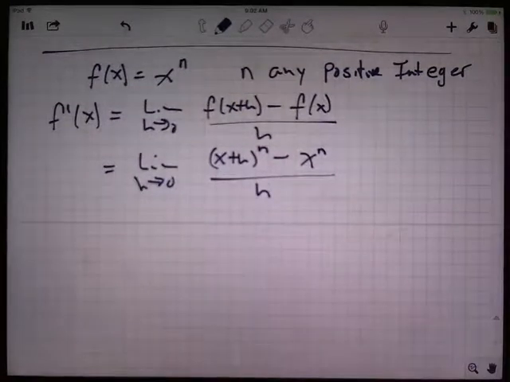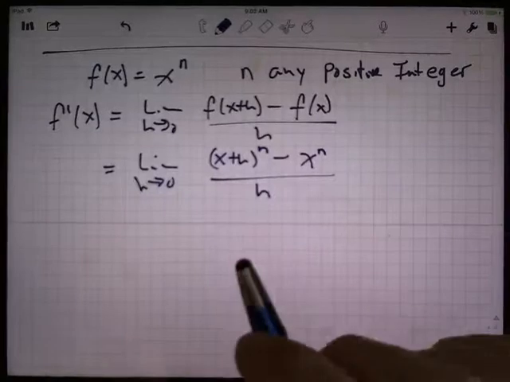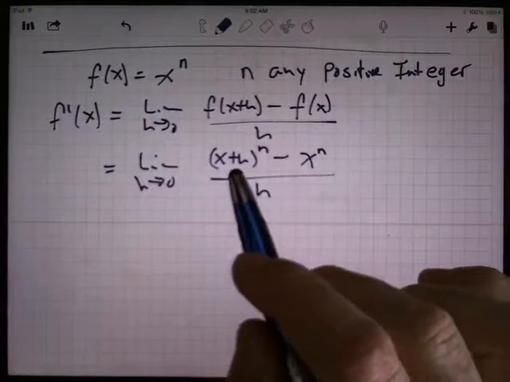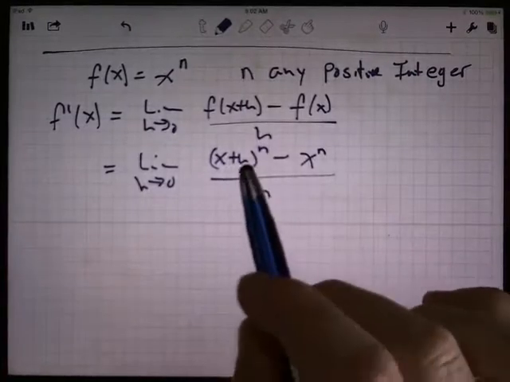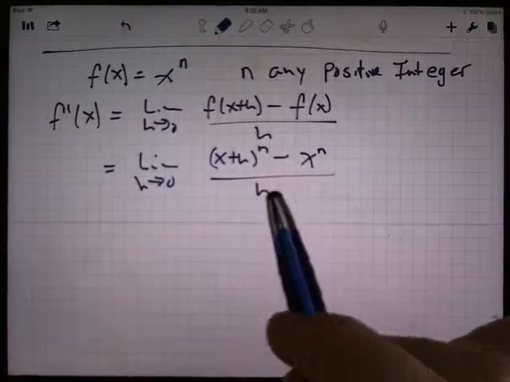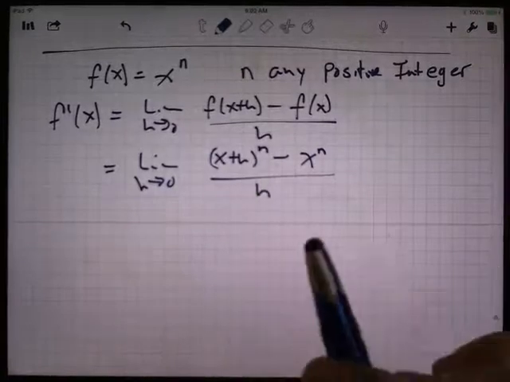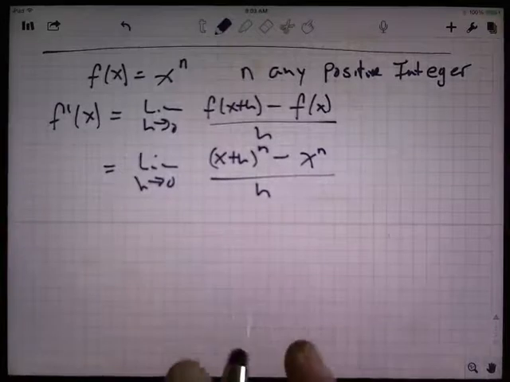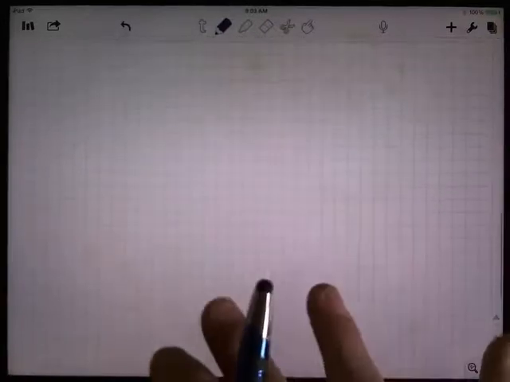Now, I'm going to multiply this out. If you look back at what we did when we had an x squared, we multiplied it out. When we had an x cubed, we multiplied it out. I want to multiply this out. Now, how do I multiply it out? Well, I'm going to do a little bit of work down below, and then I'm going to come back up here to this. So I'm going to scroll down a little bit.